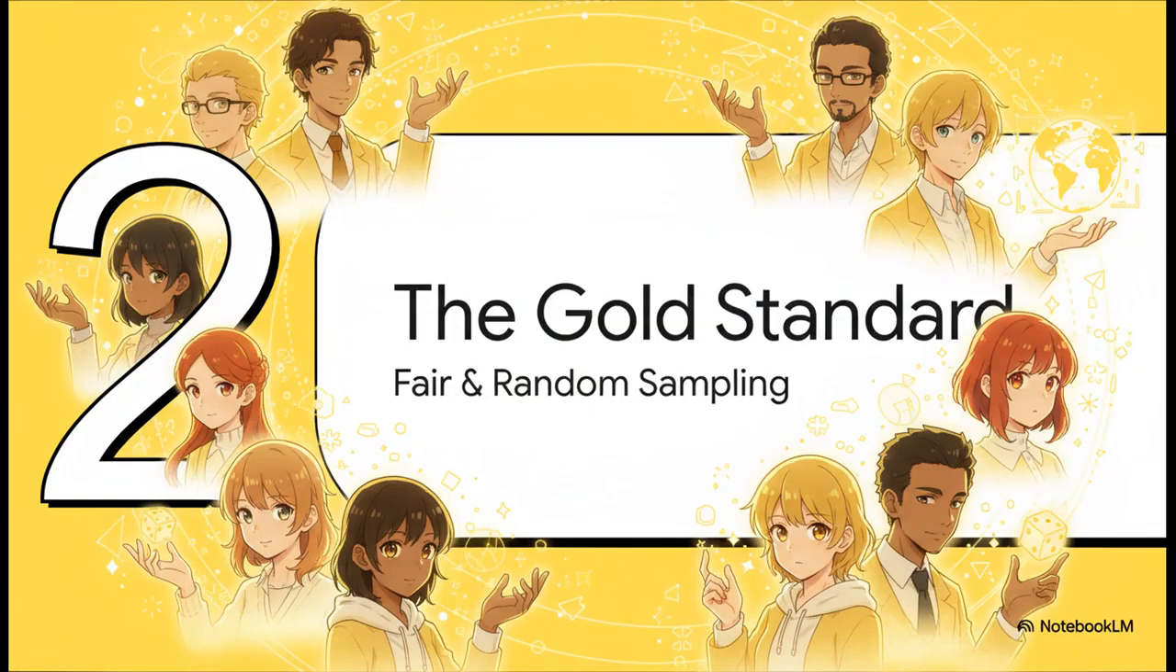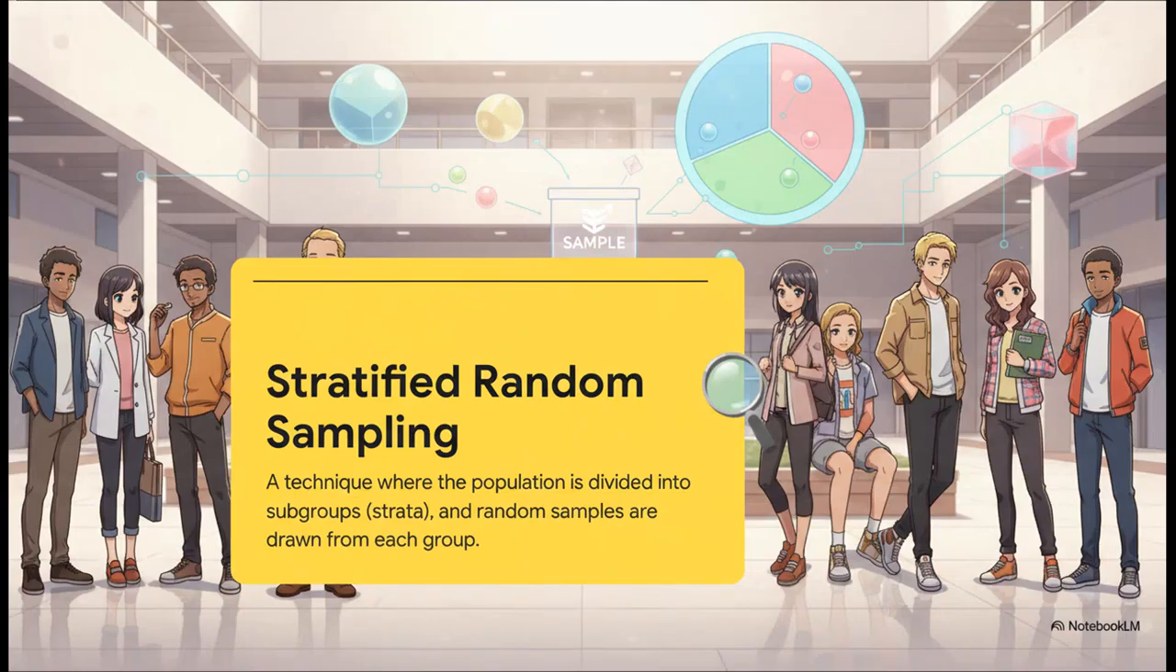All right, let's dive into the gold standard first. These techniques are all about two things: fairness and randomness. The whole point here is to get a sample that's like a perfect miniature version of the entire population. That way, we can be really confident that what we find in the sample is true for the whole group. One really powerful tool here is stratified random sampling.